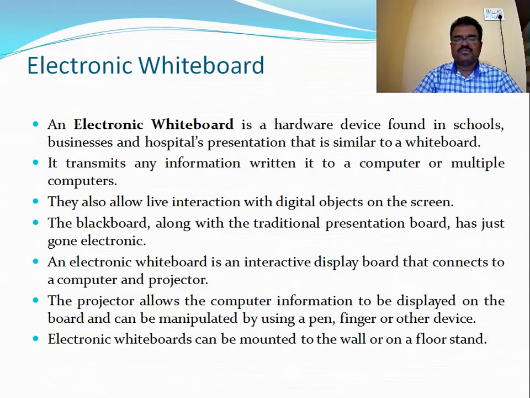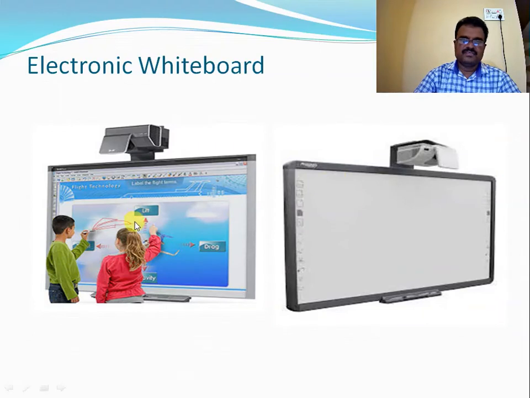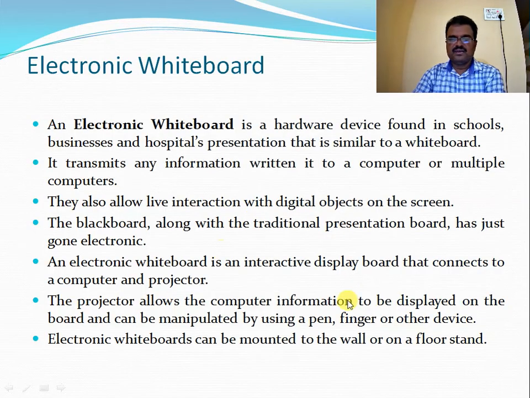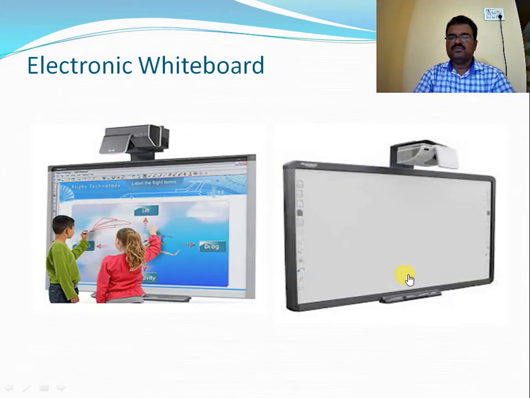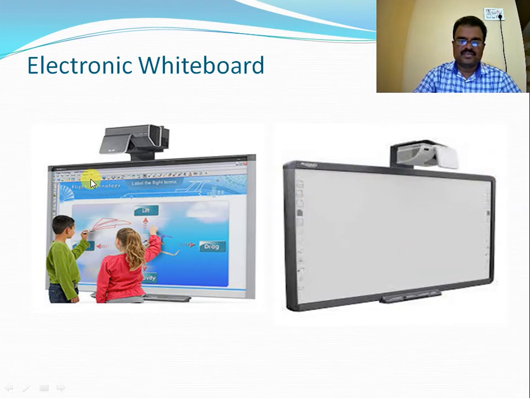Electronic whiteboards can be mounted to the wall or on a floor stand. So now we can see the electronic whiteboard pictures. Whatever we type here, these details will be stored in a computer. So this can be fixed to a wall, or we can have a floor stand. So this is the electronic whiteboard. Whatever you write on this board will be stored in the computer, and thus can be displayed on different computers also.